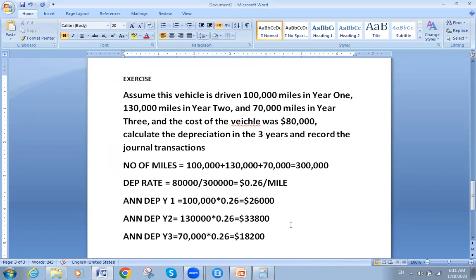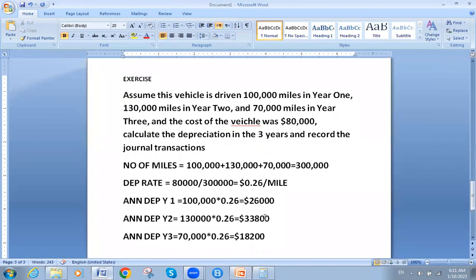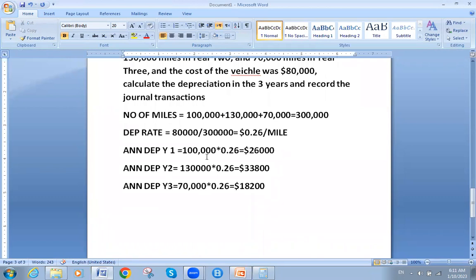So I get the depreciation for the 3 years, exactly like what we did here. We take the miles exhausted for every year, the miles worked in every year, times the depreciation rate. Exactly what we did. And actually, before I do the depreciation rates, I will do the table here for the depreciation.